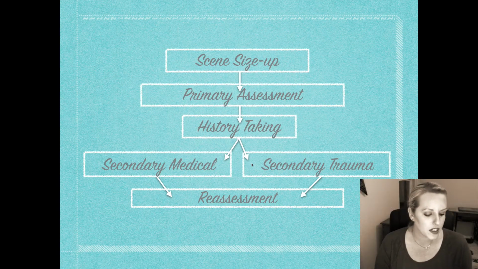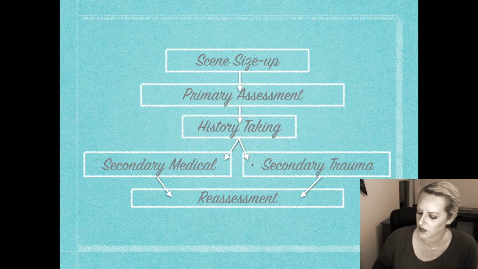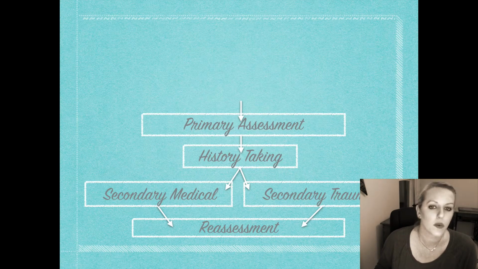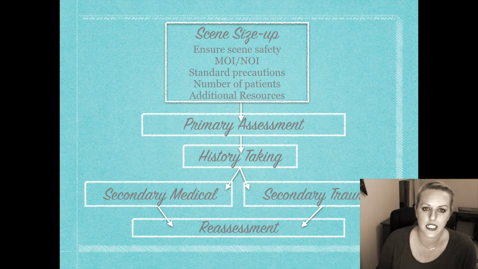Okay, so this is the way that we should set up every assessment that we do. The first thing we need to do is our scene size up. Then we'll go into our primary assessment, our history taking, and from there we need to decide if this is a medical or a trauma, and then we'll go into our reassessment. So we're going to go over each of these in detail. We're going to start with scene size up.